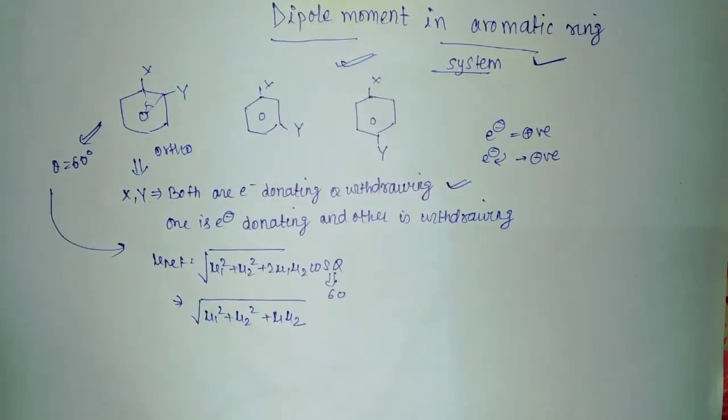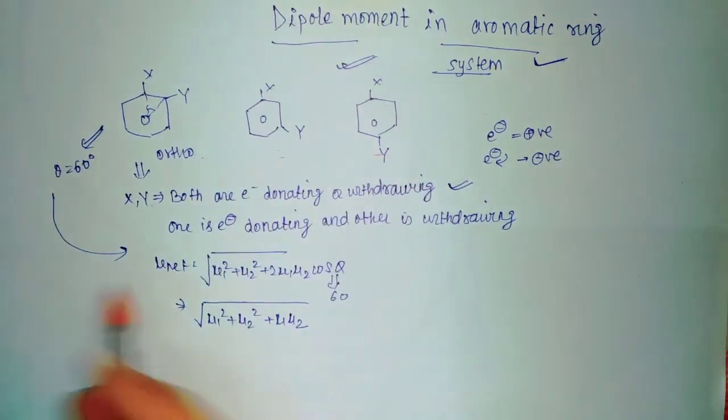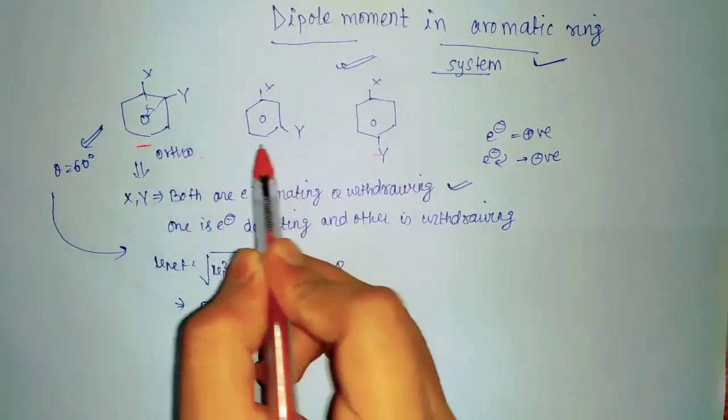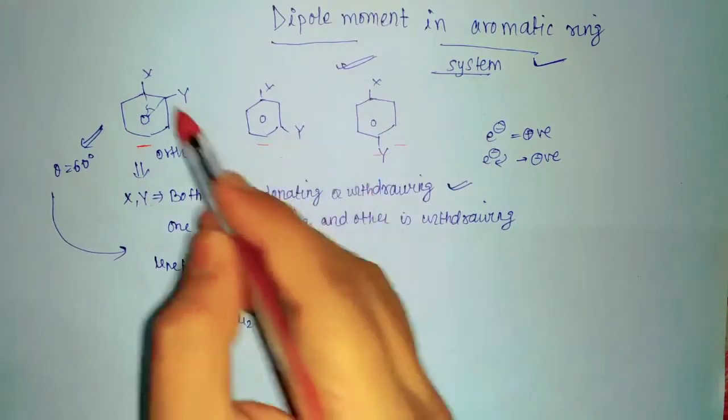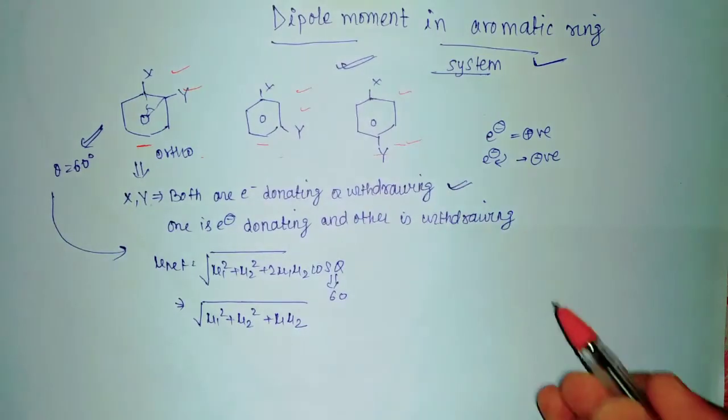So today our topic is dipole moment in aromatic ring system. I have already made some diagrams here. Here is a benzene ring, all are benzene rings, and we have two groups X and Y, XY, XY.